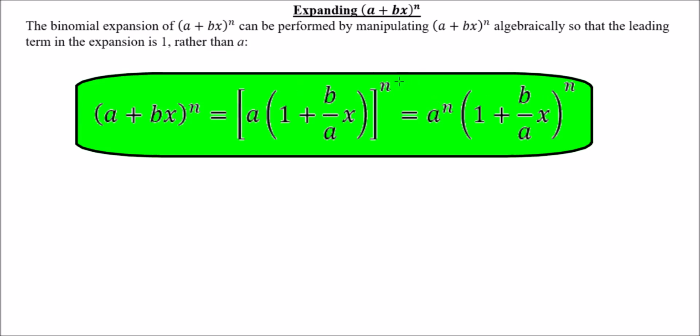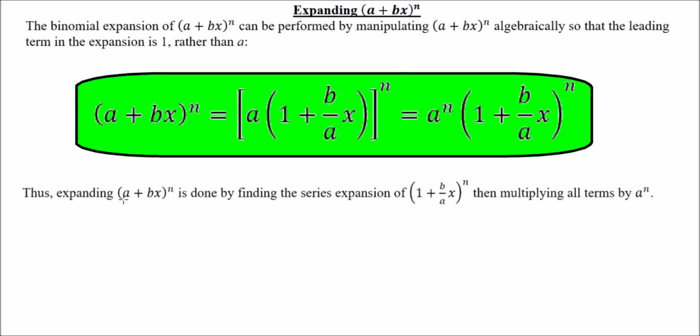So what does this mean in terms of actually performing the binomial expansion? Well, it's not too arduous. It's nowhere near as hard as you may think, as long as you're careful, of course. So if you expand a plus bx to the power n, it's just done by finding the series expansion of 1 plus b over a x to the power n, and then after, just multiply everything through by a to the power n. The number you had initially at the front of the bracket to the power of what you're raising the bracket to. So, as ever, saying it in words is never as easy to understand as just doing it. So let's have a look at a couple of worked examples just to make this as clear as can be.